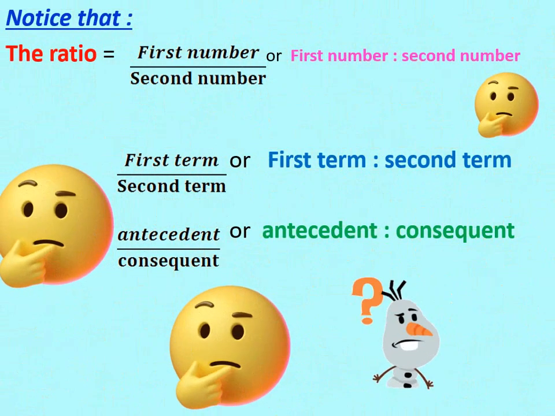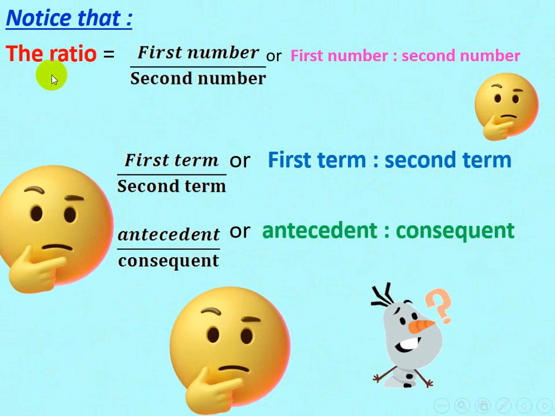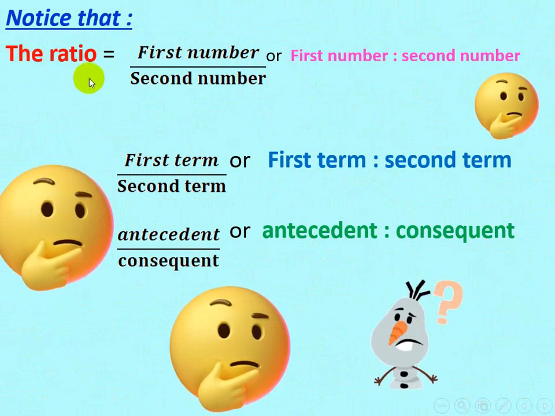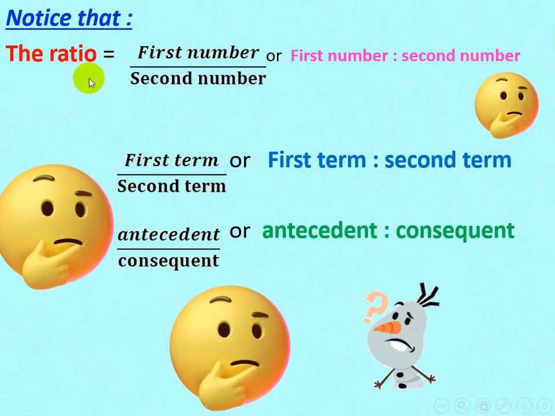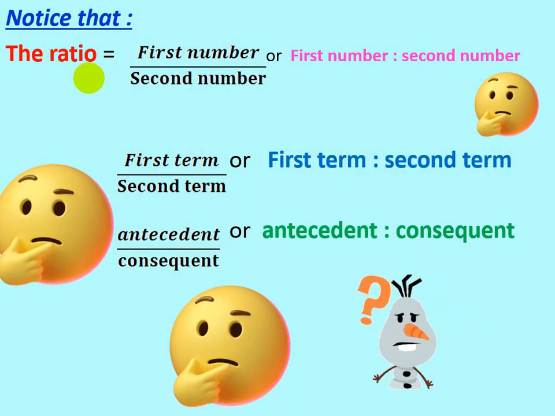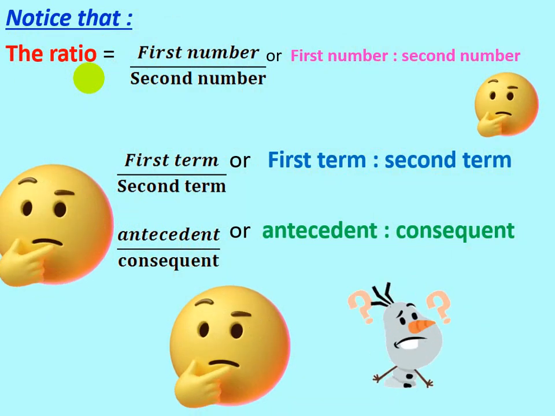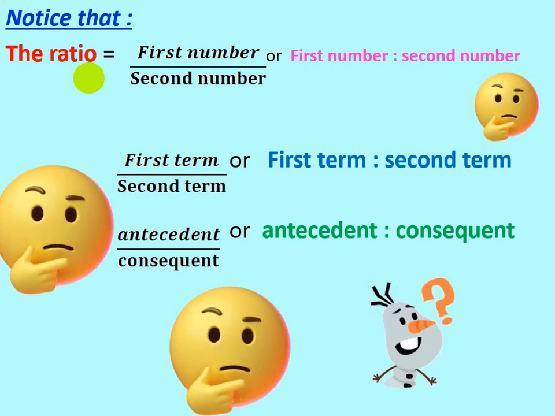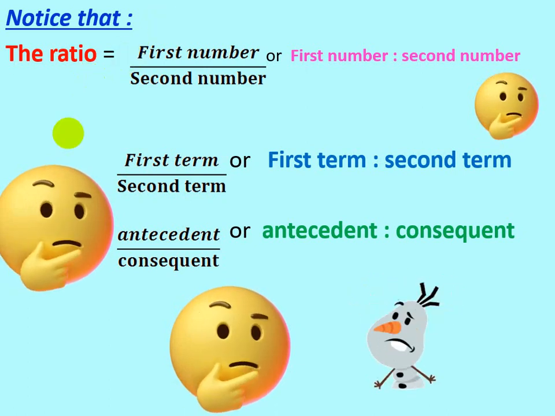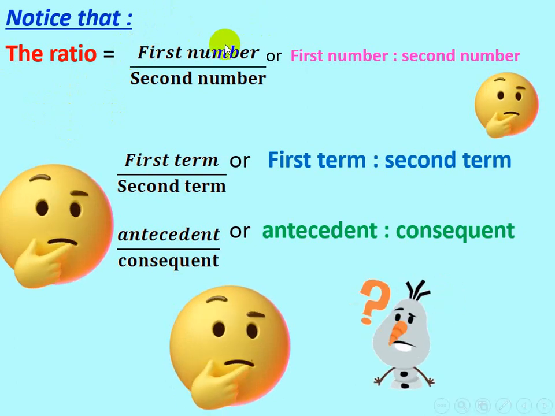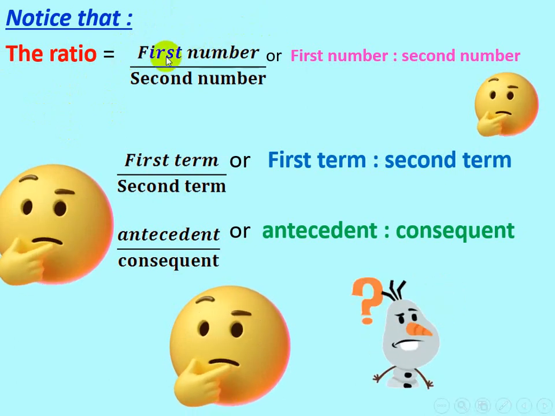Observe that the ratio is exactly like a fraction. Any fraction consists of two numbers, numerator and denominator. The ratio equals first number over second number.